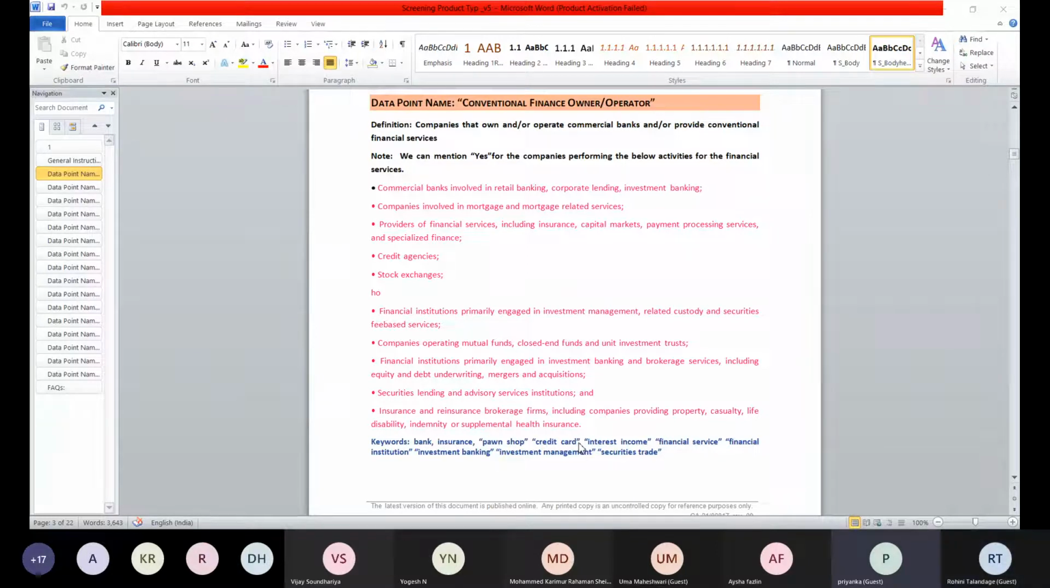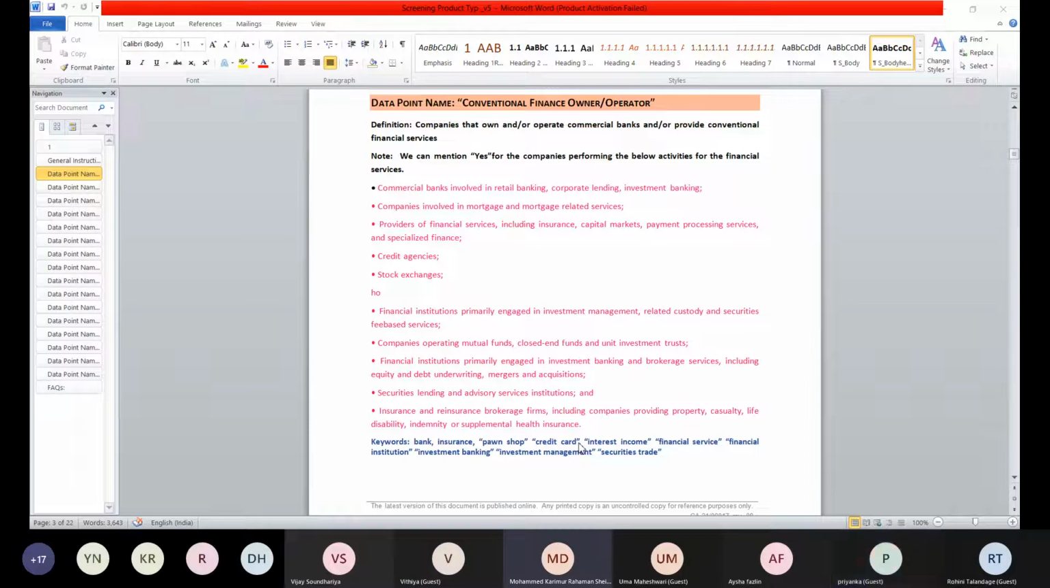Ma'am, one doubt. If the bank name differs from another bank name, the credit card facilities will be different, right? I didn't get your question. Ma'am, you're saying that if a particular keyword hits we have to put yes, and based on our data point we have to see whether it fits or not. How will it be related to our work?